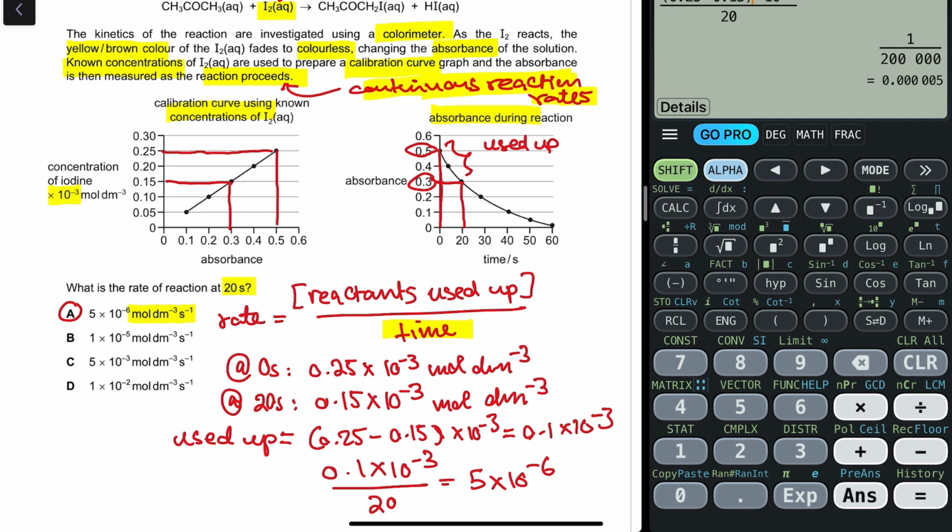Now, in terms of the principles behind absorption, you don't really need to know much for this reaction. But as you can see, as the concentration of iodine increases, the absorbance also increases. That is because colored solutions absorb a lot better than colorless solutions.